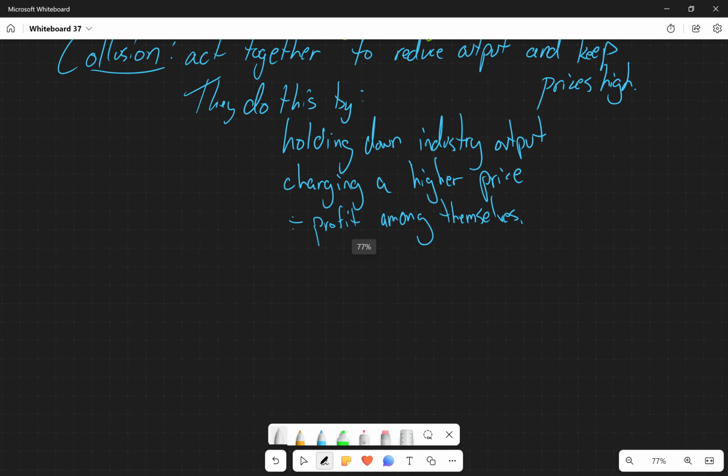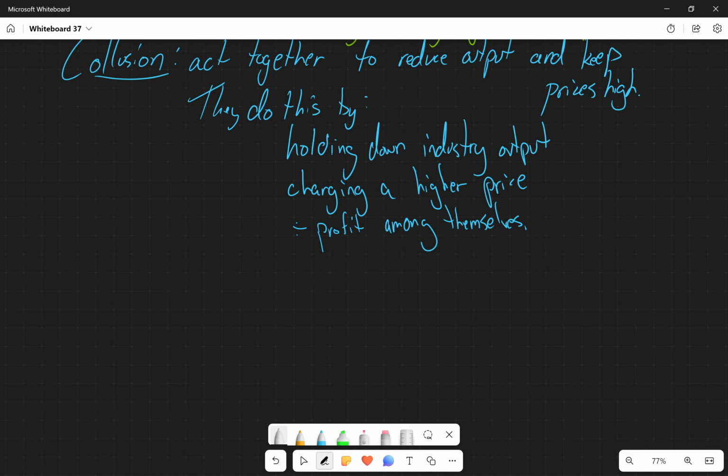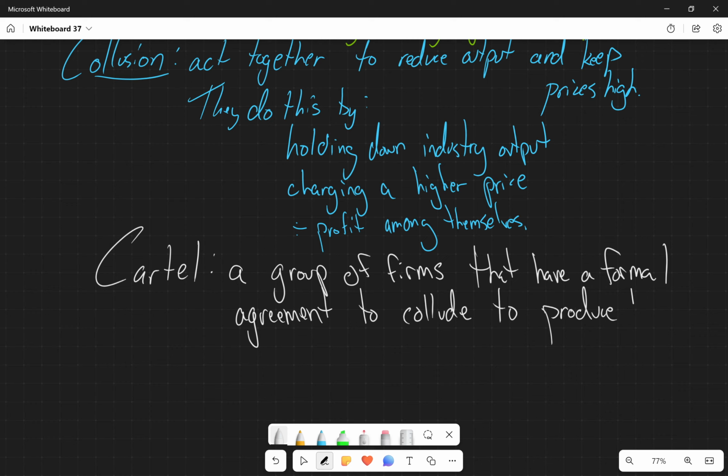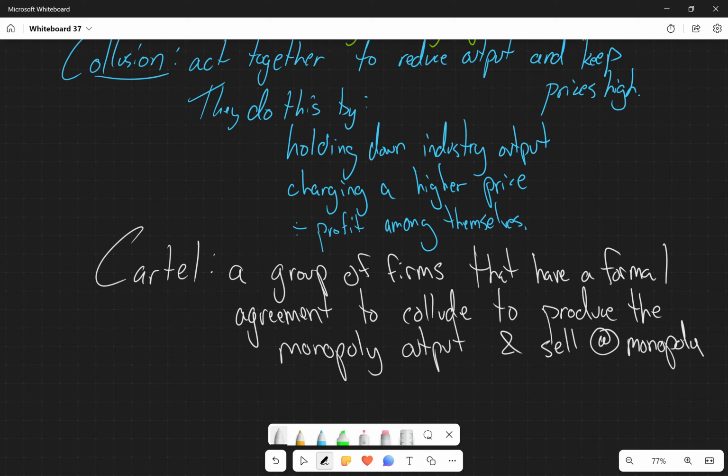When firms collude explicitly, we call this a cartel. So we oftentimes hear of cartels, like the drug cartel, right? The Sinaloa drug cartel or whatever in Mexico. But cartels can happen with non-illegal enterprises, right? A group of firms that have a formal agreement to collude to produce the monopoly output and sell at the monopoly price.